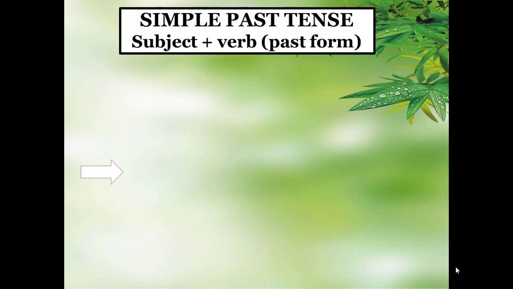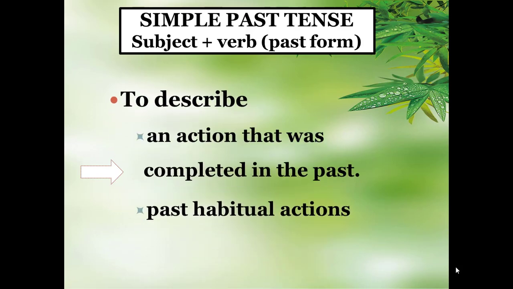Simple past tense. The structure of simple past tense is subject plus verb in its past form. Let us look at the usage of the simple past tense. It is used to describe an action that was completed in the past. It is also used to describe past habitual actions. Habitual actions are usually related to the present tense, but here the actions that were a part of the past are usually referred by using simple past tense.